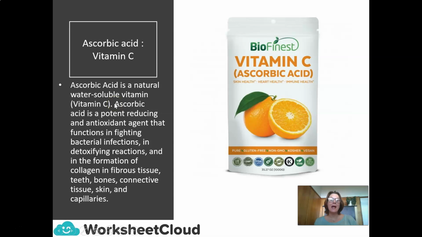Vitamin C. Ascorbic acid is a potent reducing and antioxidant agent that functions in fighting bacterial infections, in detoxifying reactions, and in the formation of collagen in fibrous tissues, in your teeth, your bones, your connective tissue, your skin, and your capillaries. I hope you're all taking your vitamin C every day, grade 7s.